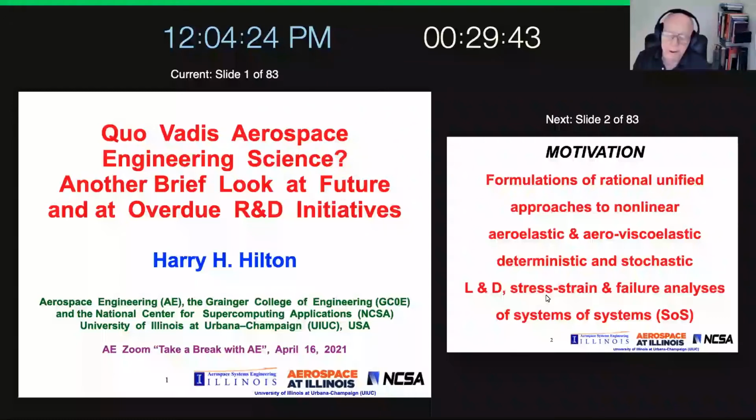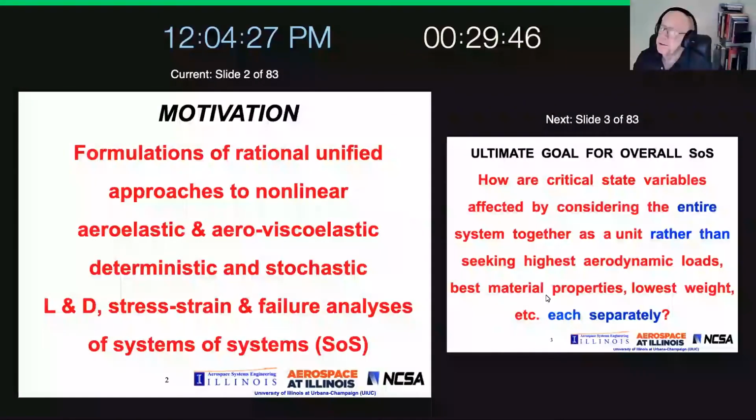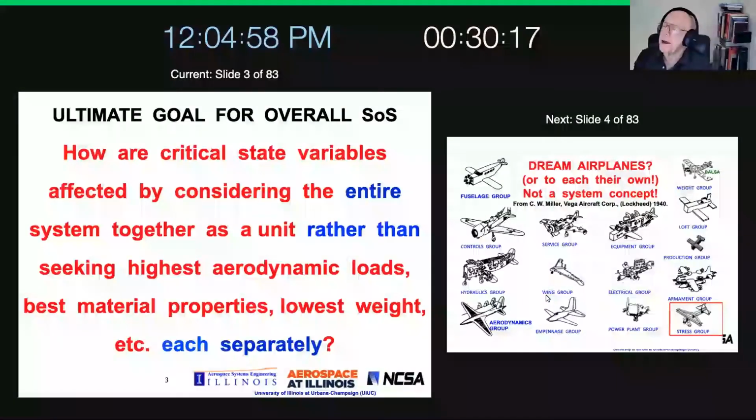So let me start. Essentially, what I am after, and a number of my colleagues, is to produce an overall system of systems, SOS. It's not a call for help, although it should be. So everything in the pot that makes a flight vehicle, and stir it. There are reasons for it, because it is a system, and you can't just play around with one variable at a time and optimize it.